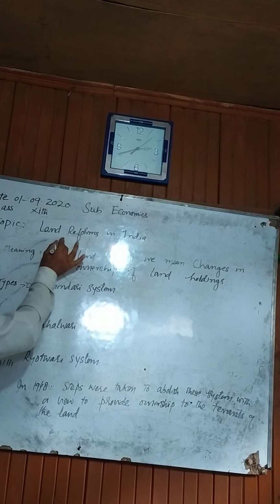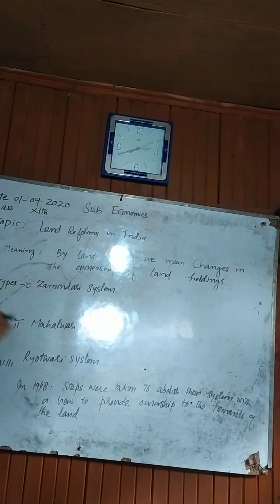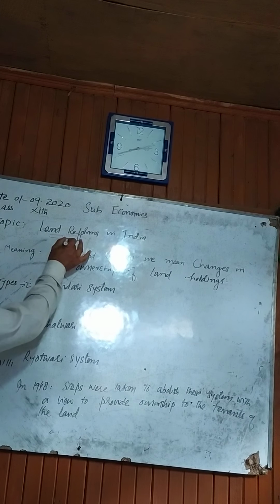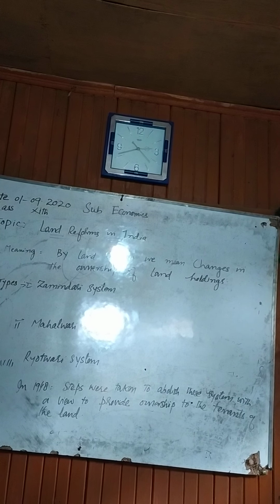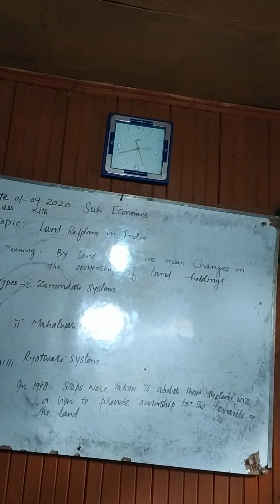Our today's topic is land reforms in India. Previously, we learnt about colonialism, then agriculture stagnation, then the causes responsible for slow growth in our agricultural production, and today we want to know about land reforms in India.